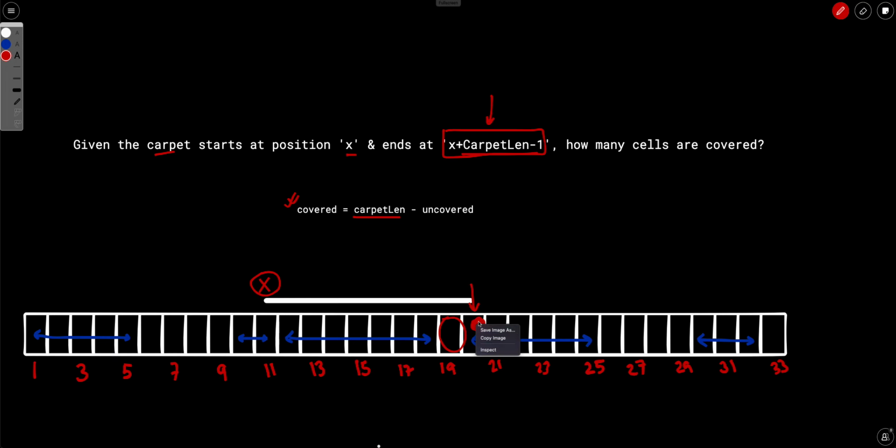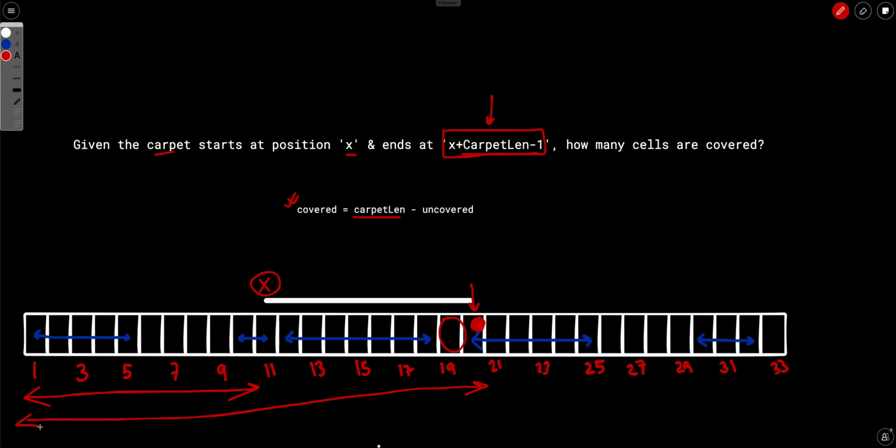We can find this out efficiently, like which range this endpoint belongs to. Now once we find out which range this endpoint belongs to, we can simply find out how many uncovered cells are there up till here, and how many uncovered cells are there up till here, and then subtract them to find how many cells are uncovered in this range. Hope you get the intuition.